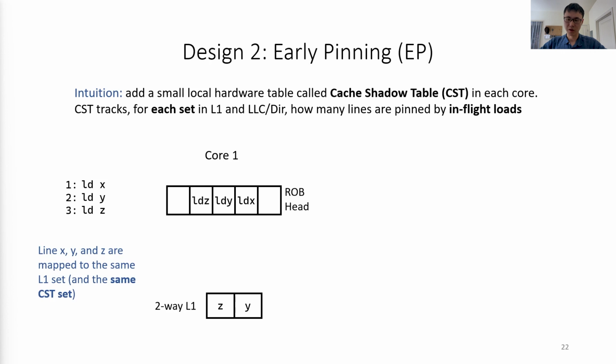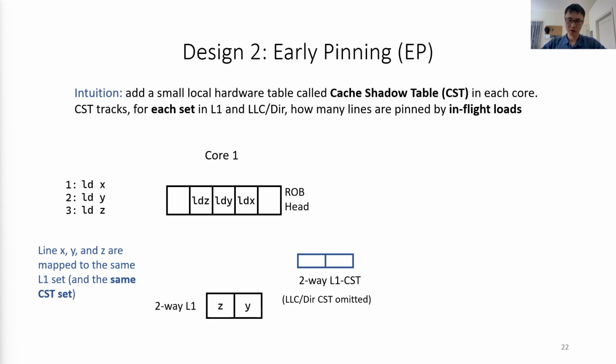For the previous deadlock example, we add CSTs for both L1 and LLC directory. For simplicity, we only show L1 CST here. The hash function used by CSTs makes sure that when lines X, Y, Z are mapped to the same cache set, they are also mapped to the same CST set. At the beginning, since there are no pinned in-flight loads, L1 CST is empty.